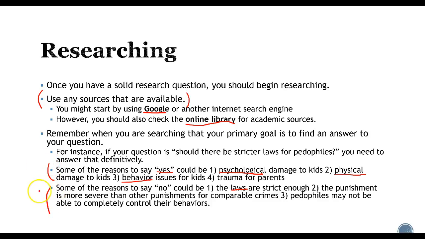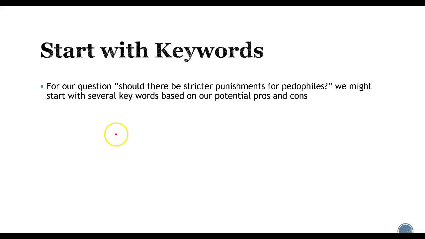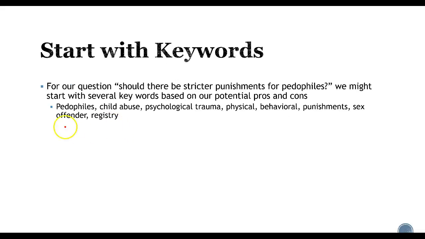So you want to do some kind of a brainstorm like this where you come up with potential pros and potential cons before turning to the research. Once you have some of those potential pros and cons, that gives you really good keywords. So we could create some keywords before we start researching based on some of those pros and cons.